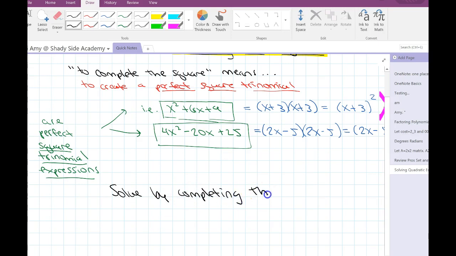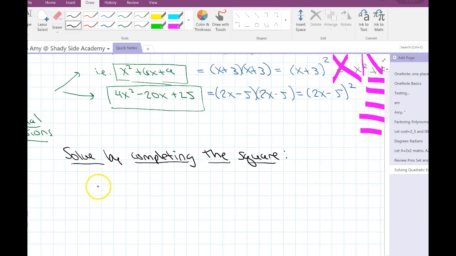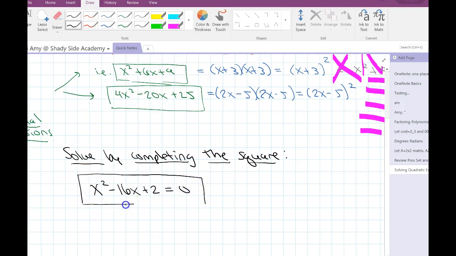And this is a review, but it's probably a distant review, so I'll walk through this fairly thoroughly and at a comfortable pace, okay? Solve by completing the square. Let's say the equation looks like this, okay? x squared minus 16x plus 2 equals 0. All right. Now, right away, and again, in your notes, I think it's really helpful to be really clear that this was the equation given. Here's how we're going to do it.